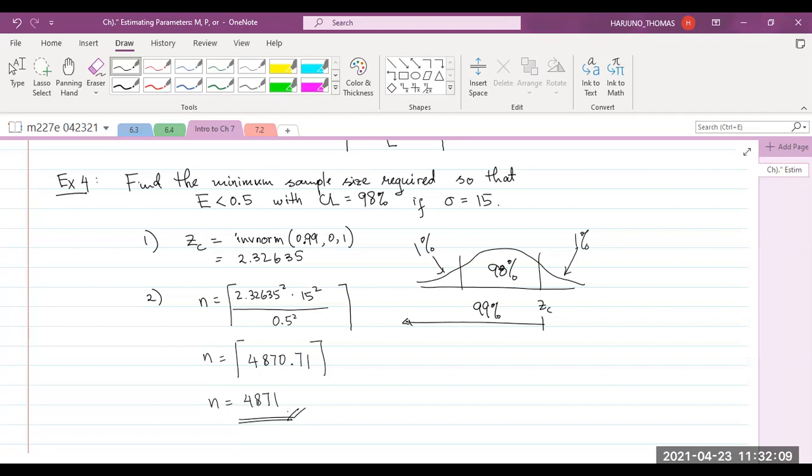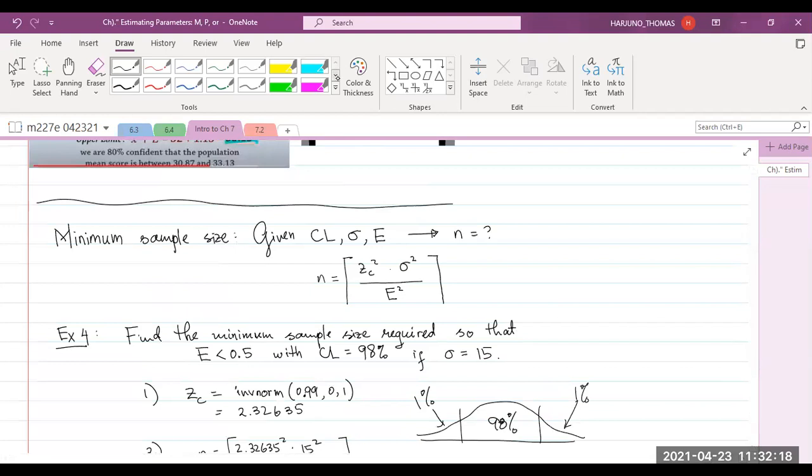Now, for minimum sample size, we don't have a formula that we can use from calculator. So you have to memorize this formula. Since it is open book, open notes, I think you should actually write this down on your cheat sheet. Don't depend on your notes only. You need to summarize your work.